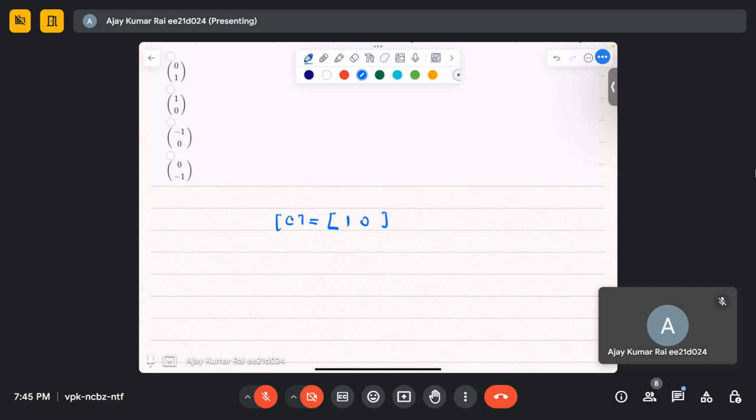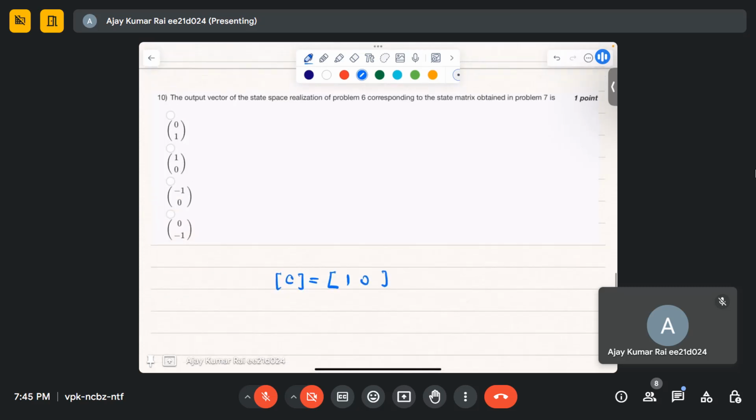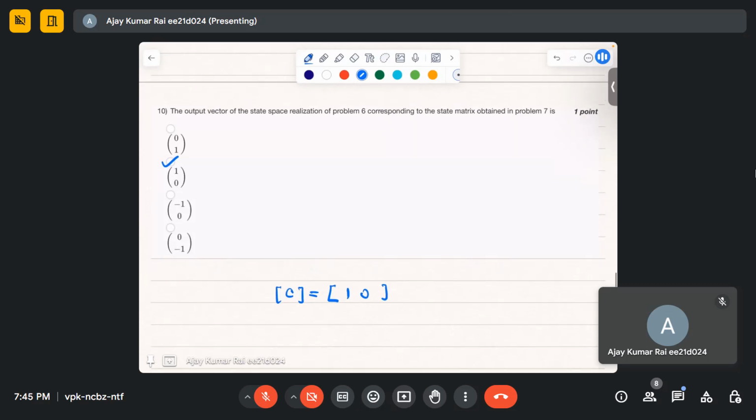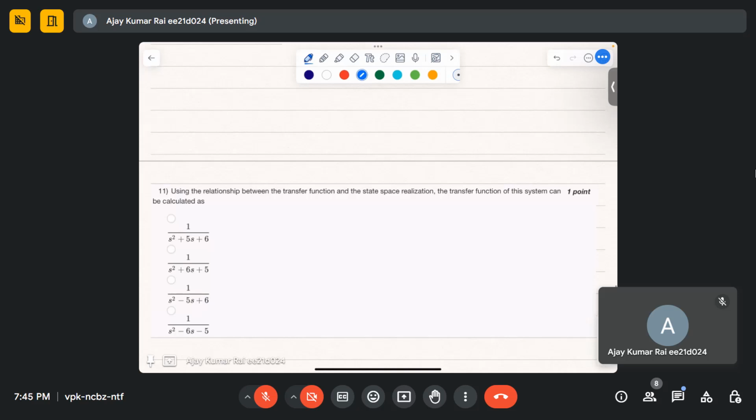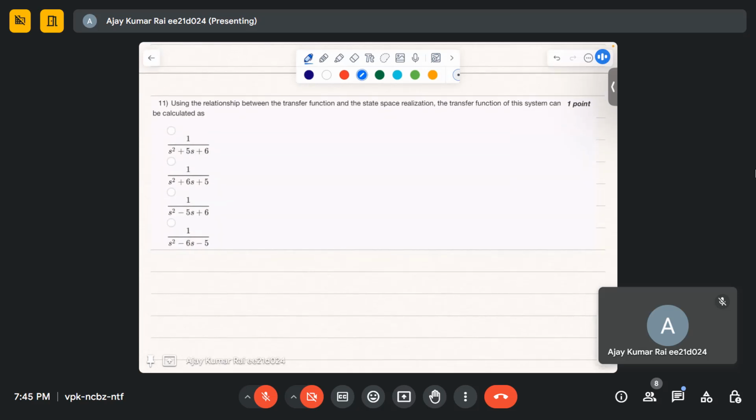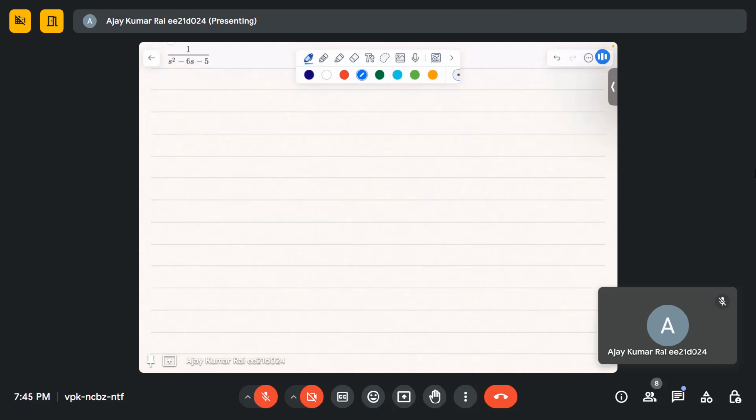Okay, so they're asking the transpose of this. It will be 1 0. This one. Okay, so any doubt? Simple. Using the relationship between the transfer function and the state space realization, the transfer function of this system can be calculated. So you have to find the transfer function.